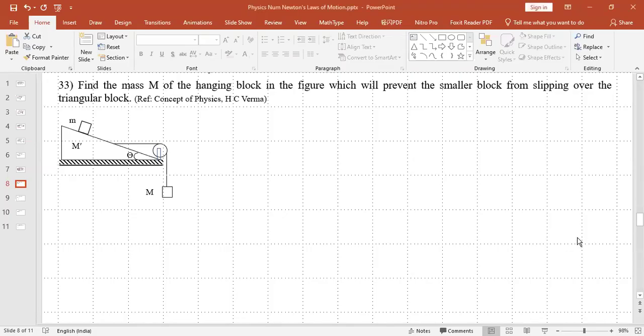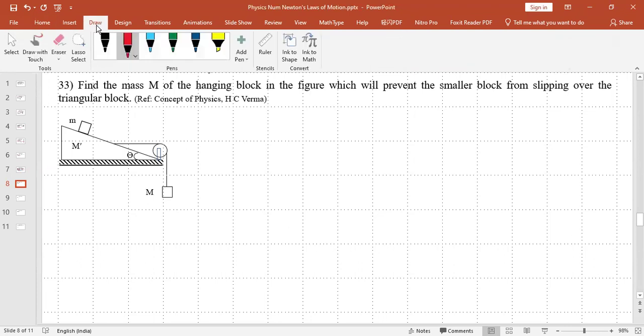Let us take another example from the chapter of Newton's laws of motion. It says that the mass m of the hanging block in the figure should prevent the smaller block from slipping over the triangular block. We have to find out this value of mass m. Now, in this particular problem, see what really happens.